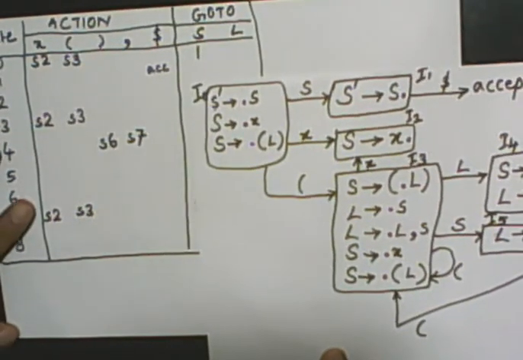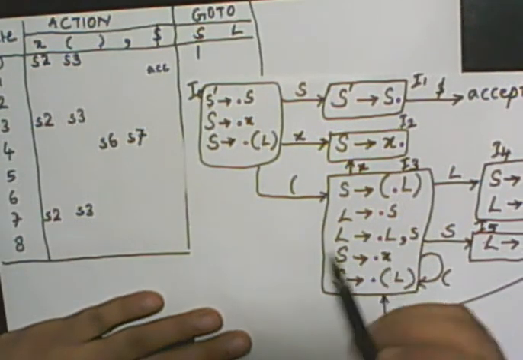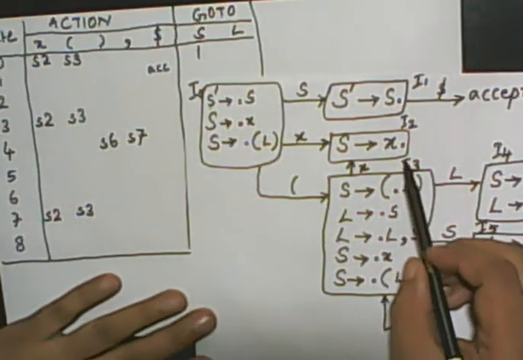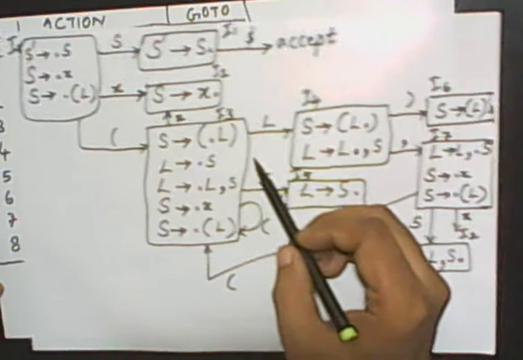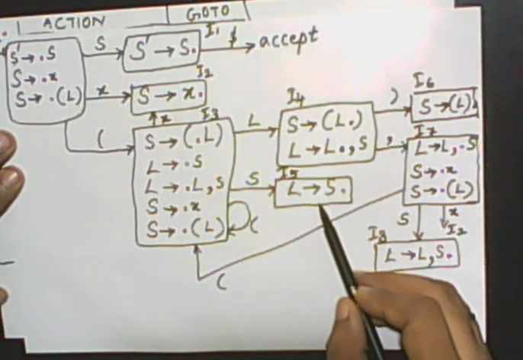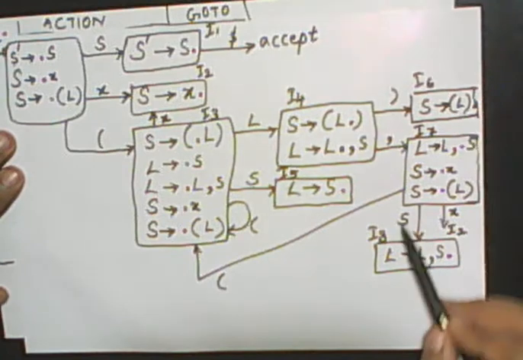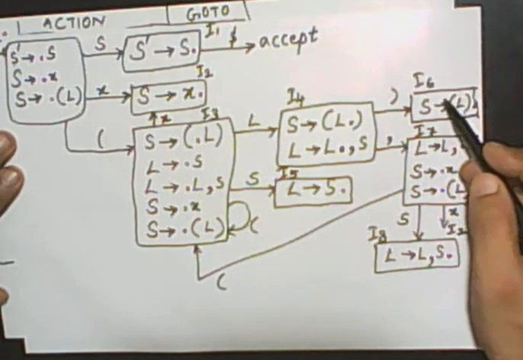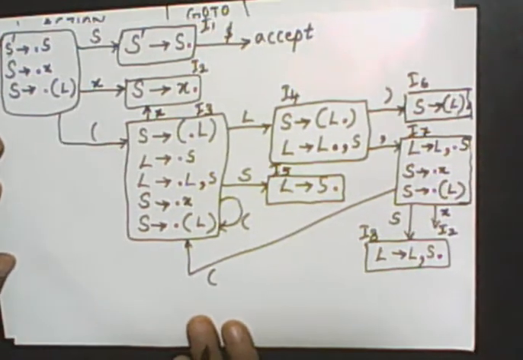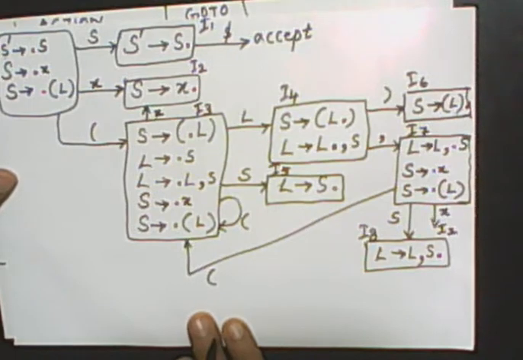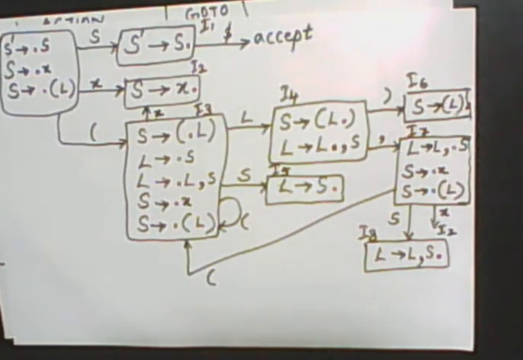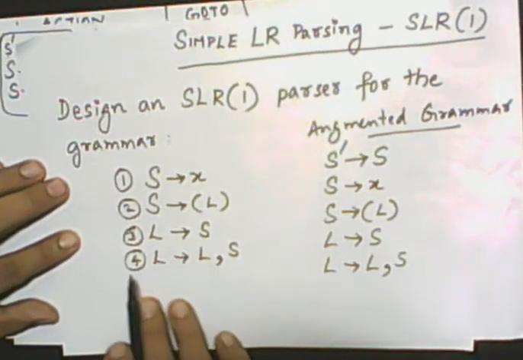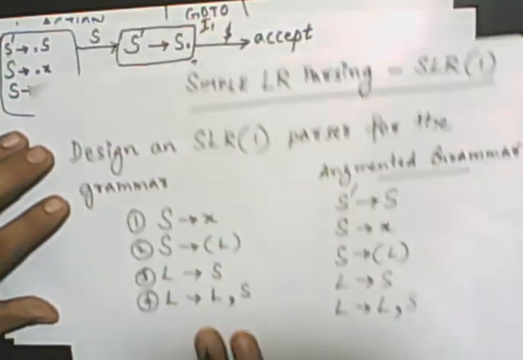Now comes the reduction operations. You have to find all those states with final items. The states with final items are I2, I5, I6 and I8. These are the productions corresponding to them, and we need to use these numbers for reduction.